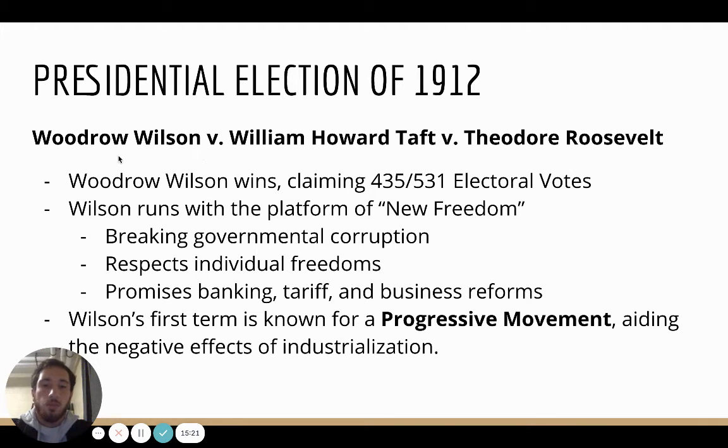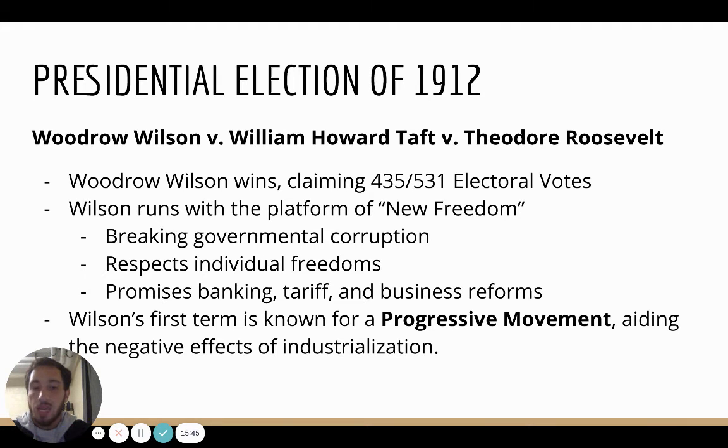I believe one of them was a progressive party. I want to say Theodore Roosevelt was. And during that time, this was very welcomed. So Roosevelt was trying to run for a second term. Then you have a Republican nominee, and then you have your Democratic nominee, Woodrow Wilson. Now, Woodrow Wilson wins, claiming 435 of the 531 electoral votes.